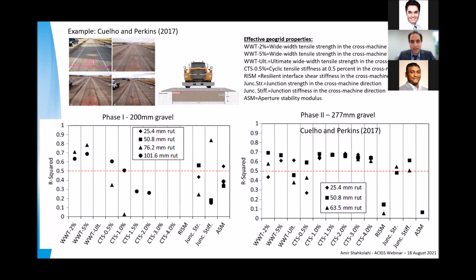Two different gravel. As you can see, there are two different graphs, and the vertical, which is the R square value, for each parameter is a little different for different gravel depths. Now, as you can see, also the routing is different. So for different routings, 25, 50, 76, or 100, the effectiveness of each parameter is now different. So this clearly shows the amount of routing and also the amount of gravel thickness can affect the effectiveness of each property in the performance.